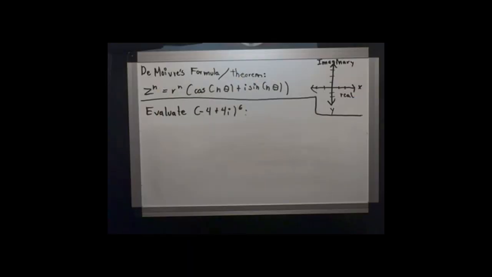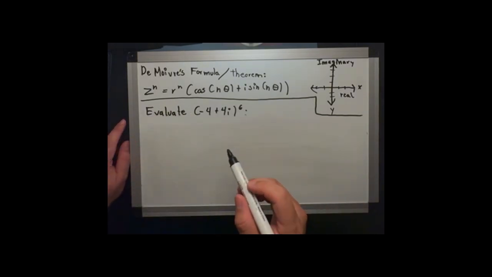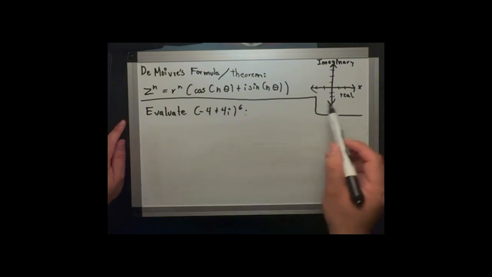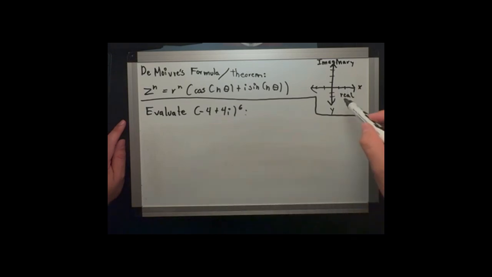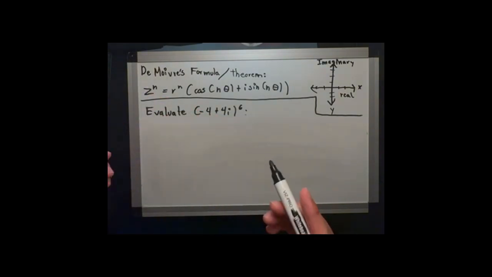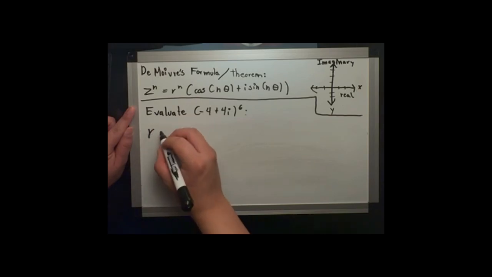Welcome. This is going to be the applications and exercise part of the DeMoivre's formula for our project. And now I'll be explaining how to solve this equation using DeMoivre's formula. As we can see, we have -4, which is going to be the real part given by the x-axis, plus the 4i, which is going to be the imaginary part on the y-axis. And we're given the 6, which is going to be the n, as it is the exponent. Now, the first step we're going to do is solve for r.